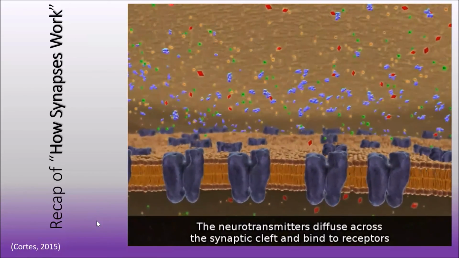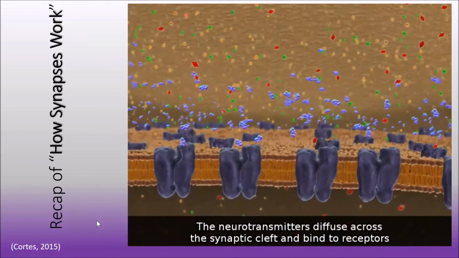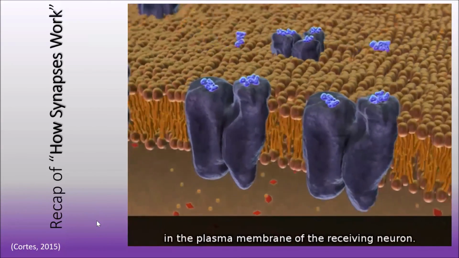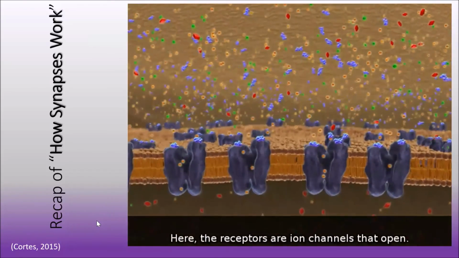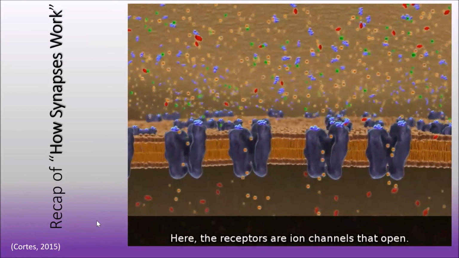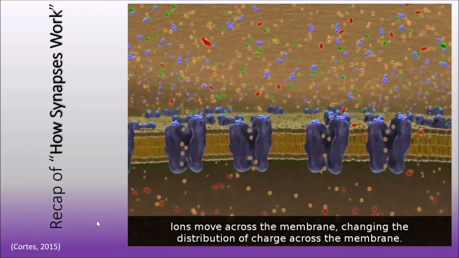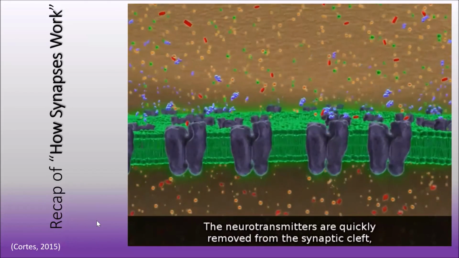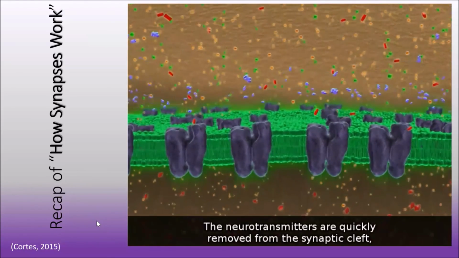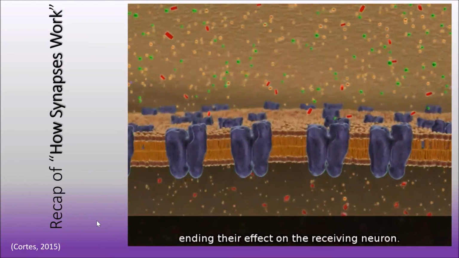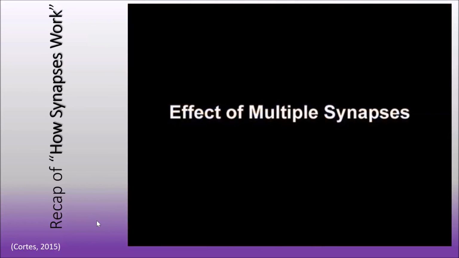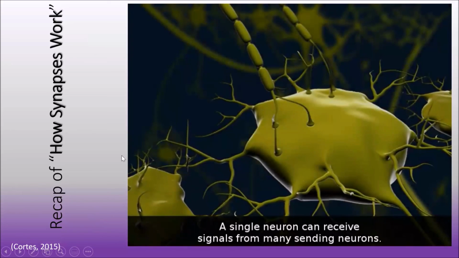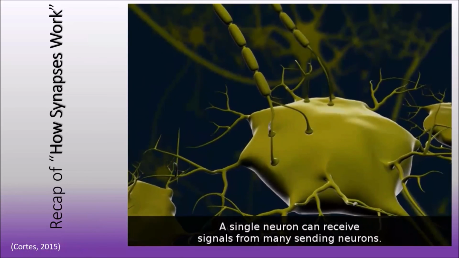The neurotransmitters diffuse across the synaptic cleft and bind to receptors in the plasma membrane of the receiving neuron. Here, the receptors are ion channels that open. Ions move across the membrane, changing the distribution of charge across the membrane. The neurotransmitters are quickly removed from the synaptic cleft, ending their effect on the receiving neuron. A single neuron can receive signals from many sending neurons.